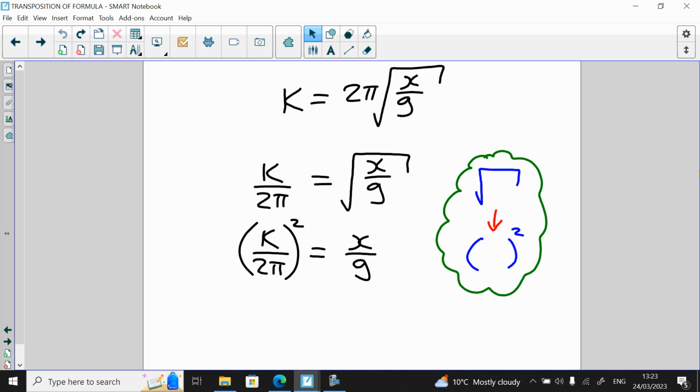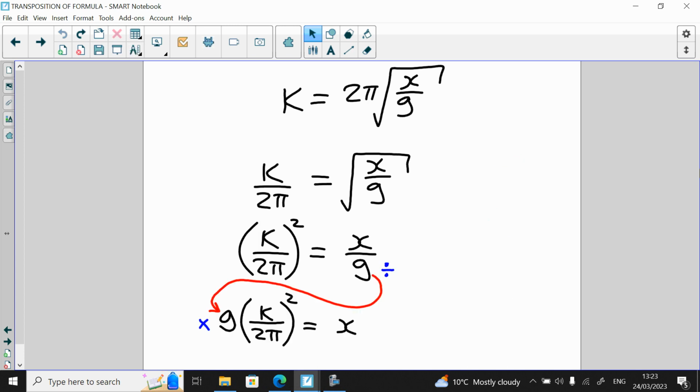And then finally, we need to get rid of g. So g is multiplying. Let's take over and divide. Sorry, g is dividing. Let's take over to multiply. There you go.